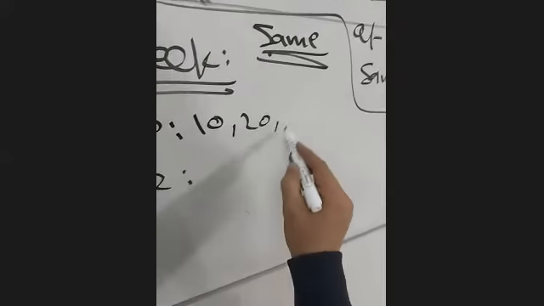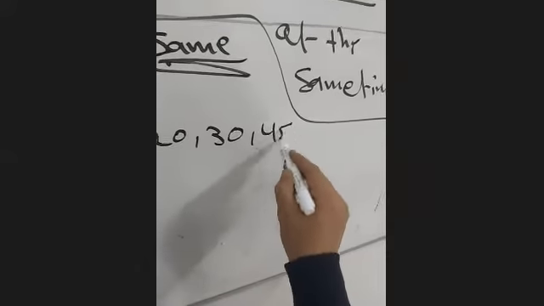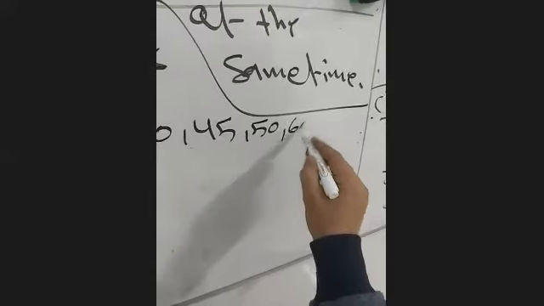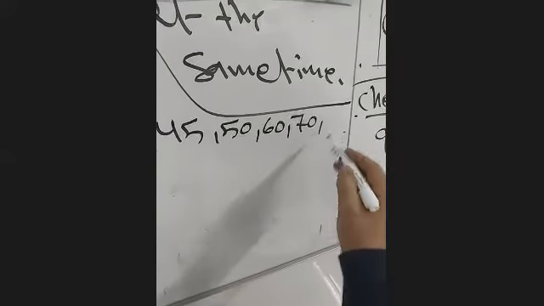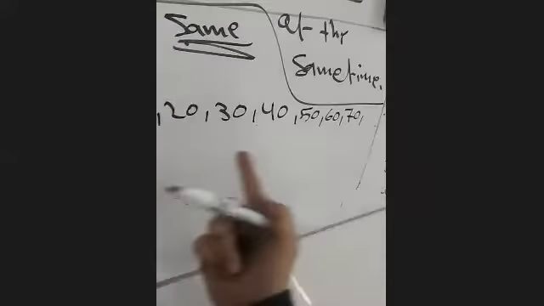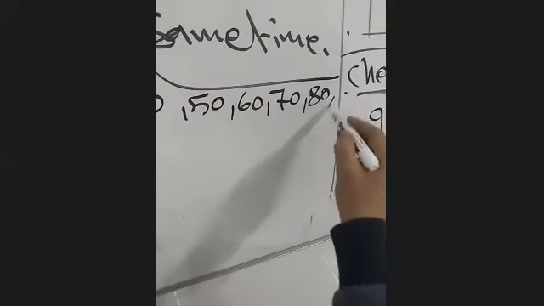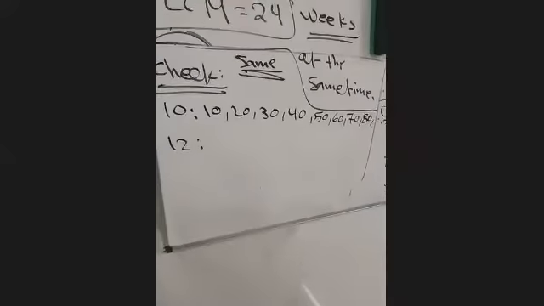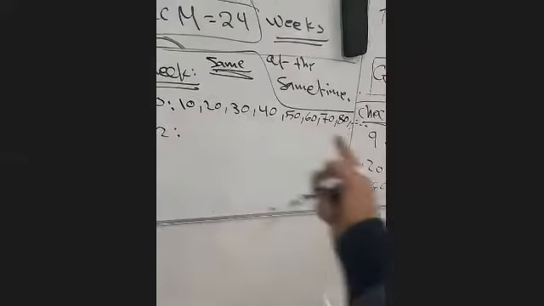10, 20, 30, 40, 50, 60. Mister, you wrote 45. I said 40. Where is it? This is 40, not 45. No, Mister, you wrote it wrong. No, I was just testing you. So these are the multiples of 10.